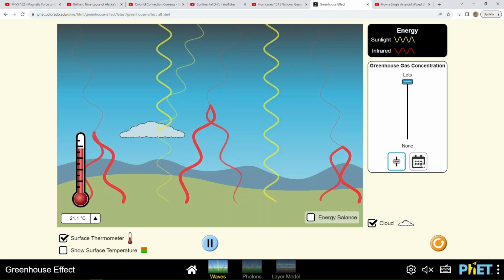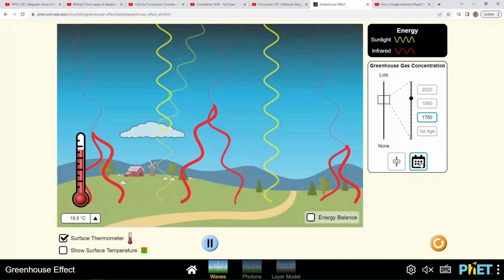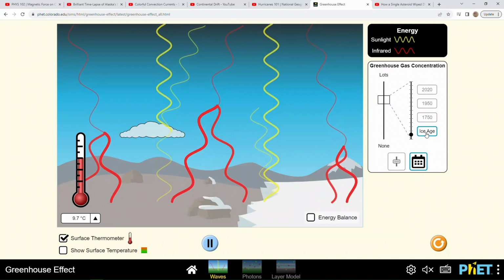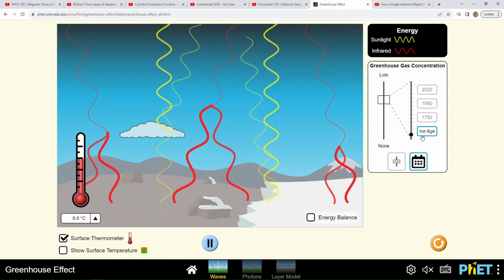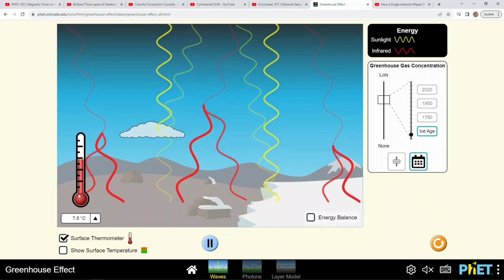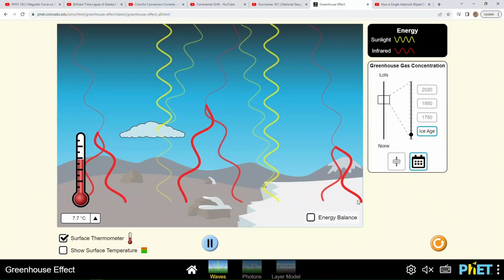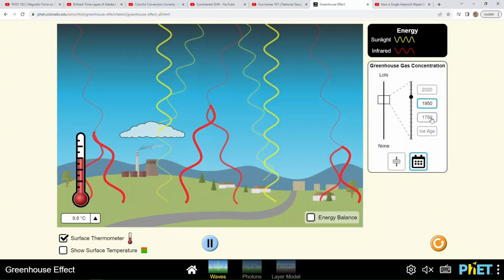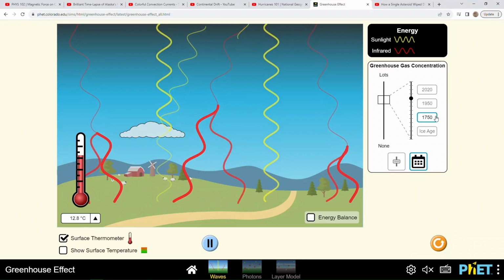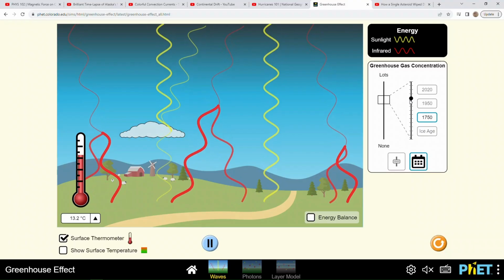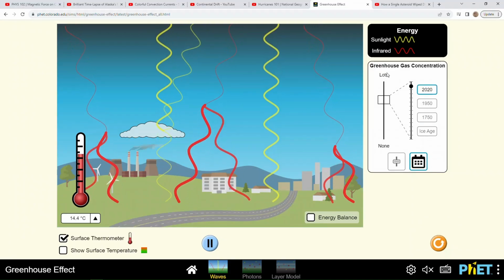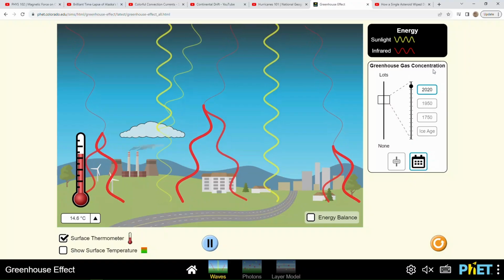So let's look at the greenhouse gas concentration historically. For example, the Ice Age. Greenhouse gas concentration is not very high, so you can see the Earth has a relatively low temperature. And in 1715, you can see this is the level of greenhouse gas. And now in 2020, we actually have a much higher concentration of greenhouse gas.